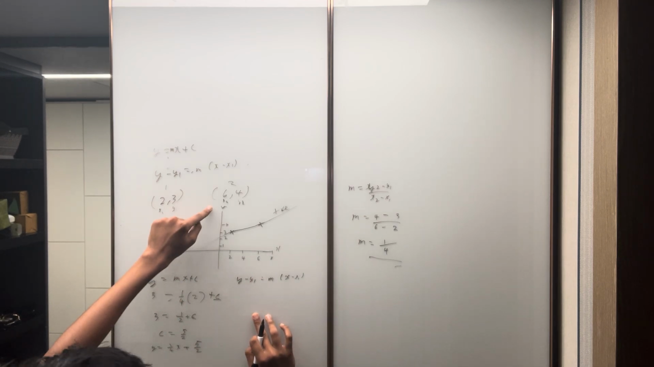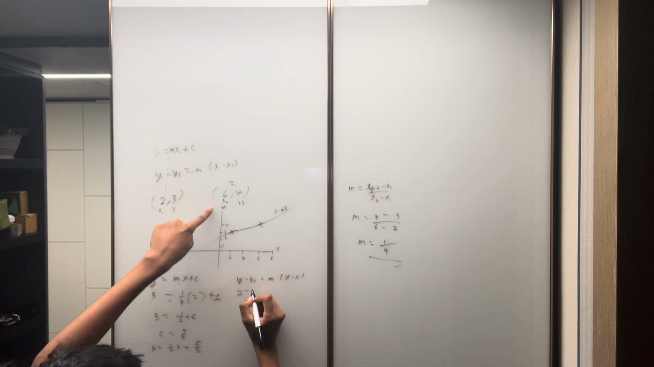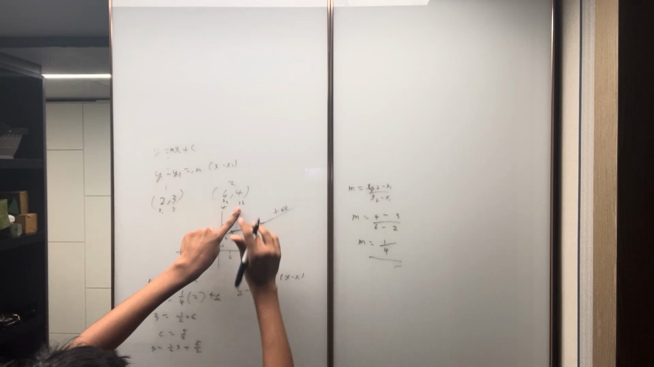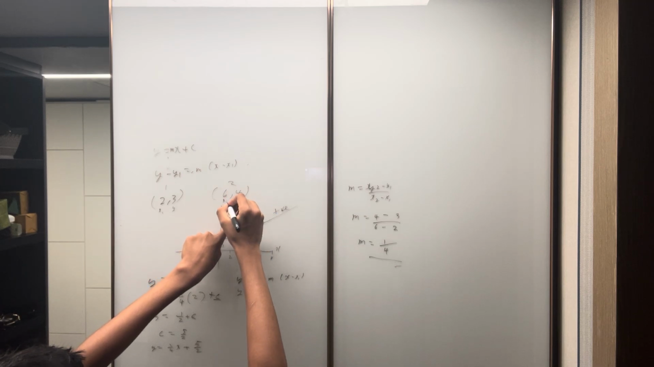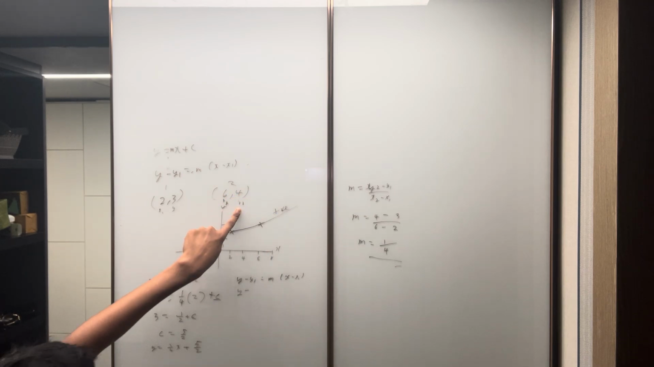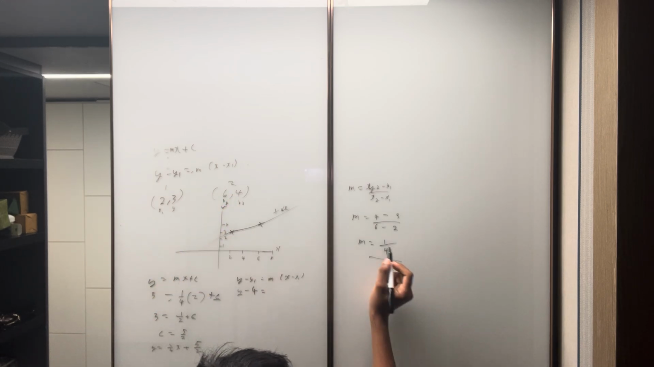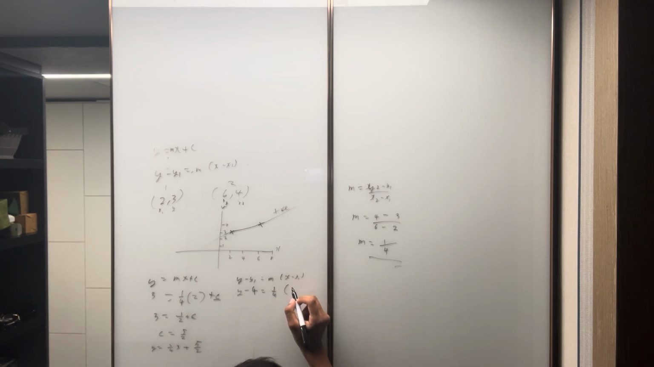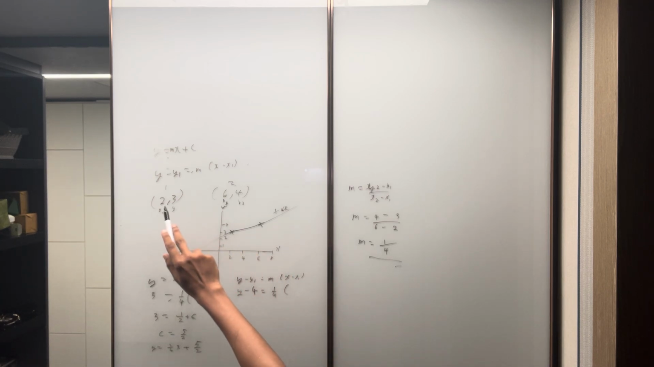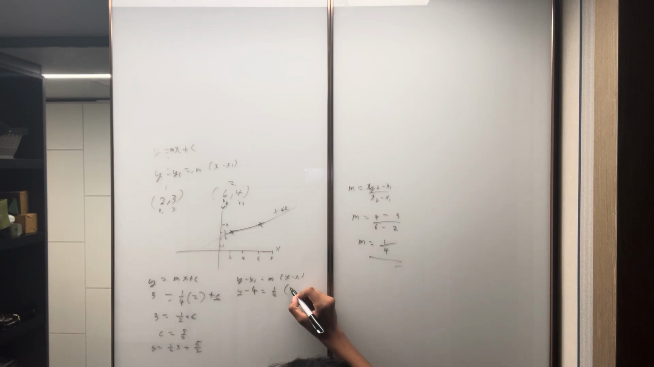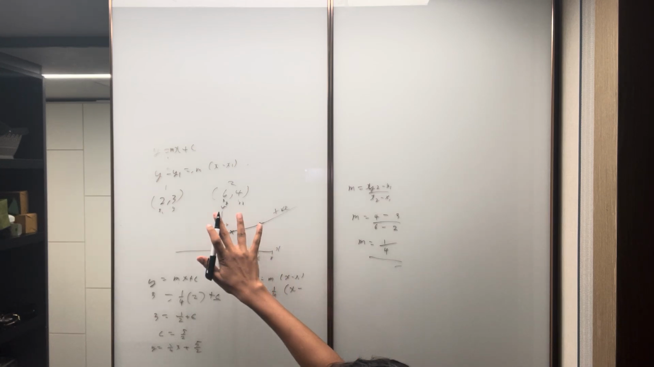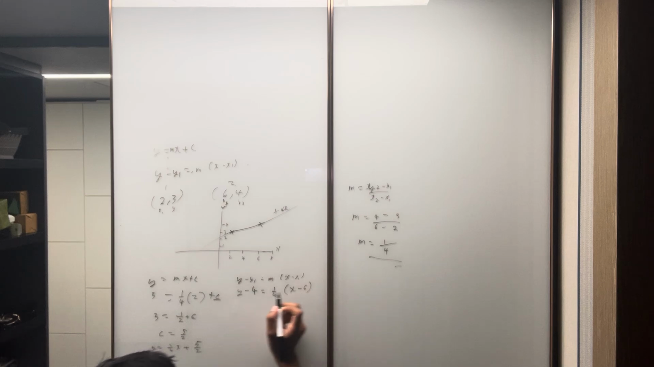Now let's use this other formula, y minus y1. Suppose the y value here is 4, and the gradient is 1 by 4, times x minus x1. x1 is a constant here, and it is 6. We get y minus 4 equals 1 by 4 x.